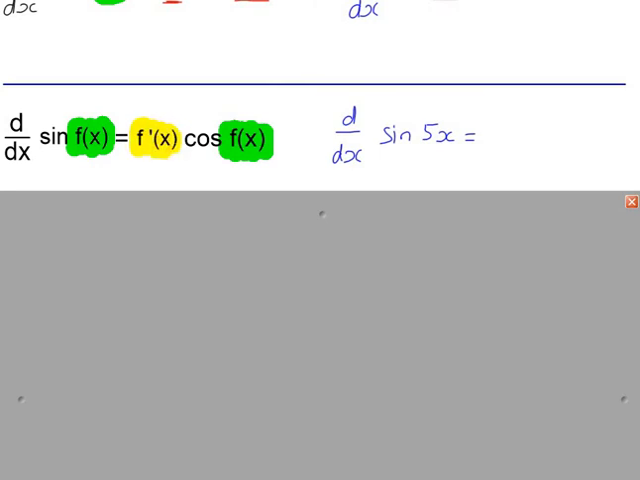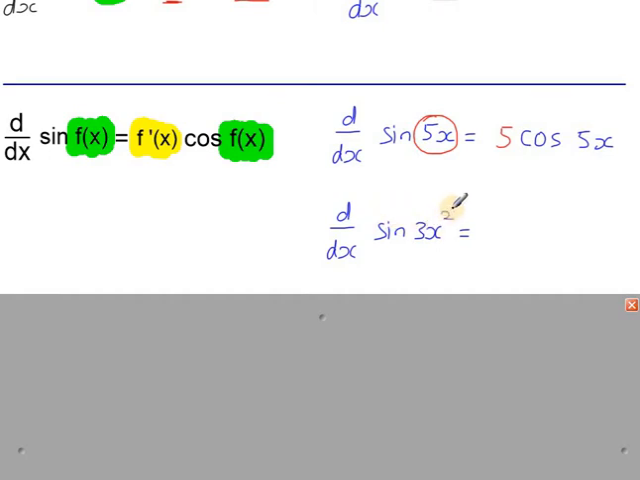So if I'm differentiating sine, I know I'm going to get a cosine function. The angle remains the same, f of x, so it's 5x in this case. And now I need to differentiate my angle. This is my f of x in the formula. If you differentiate 5x, you get 5. We need to multiply by 5. So we get 5 cos 5x.